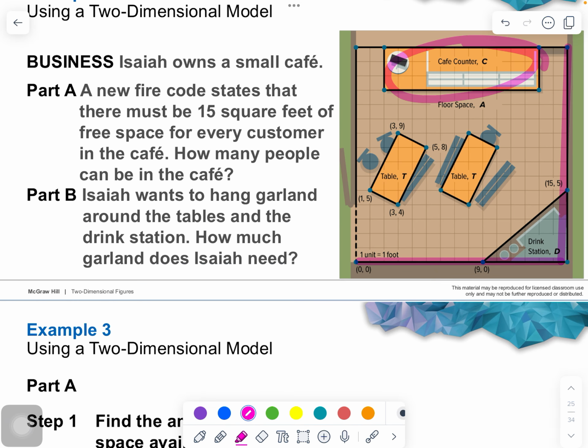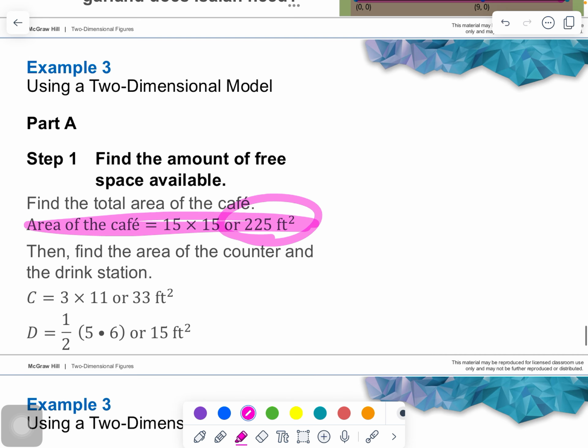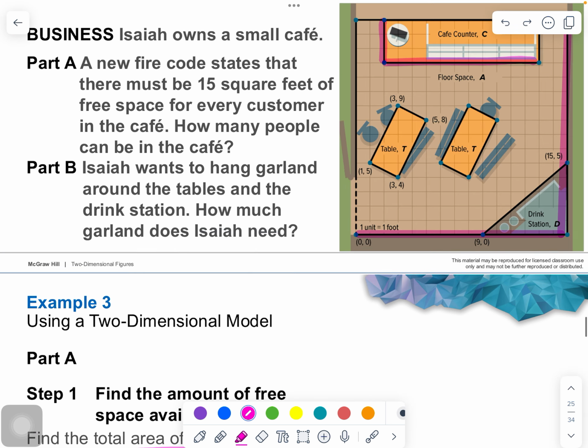This guy up here, it's, let's see, 3 feet by 1, 2, 3, 4, 5, 6, 7, 8, 9, 10, 11 feet that way. So 3 by 11, which is 33 feet squared. And then the drink station. So this drink station is a triangle. And triangles are 1/2 base times height.